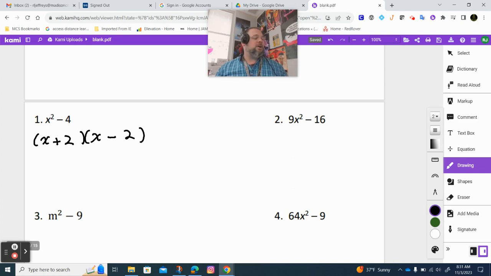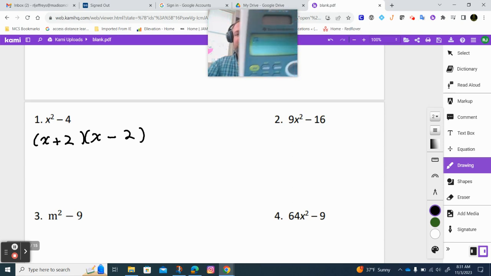Now, if you don't know your square roots off the top of your head, you can plug it in the calculator. You hit the second button and then the x squared button, which gives you the square root. You type in 4. Bam. There you go.